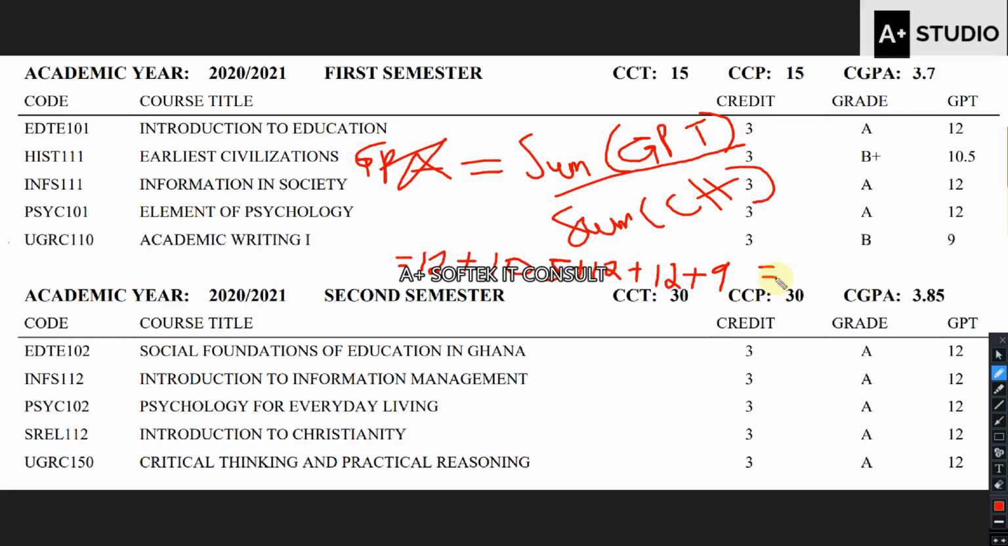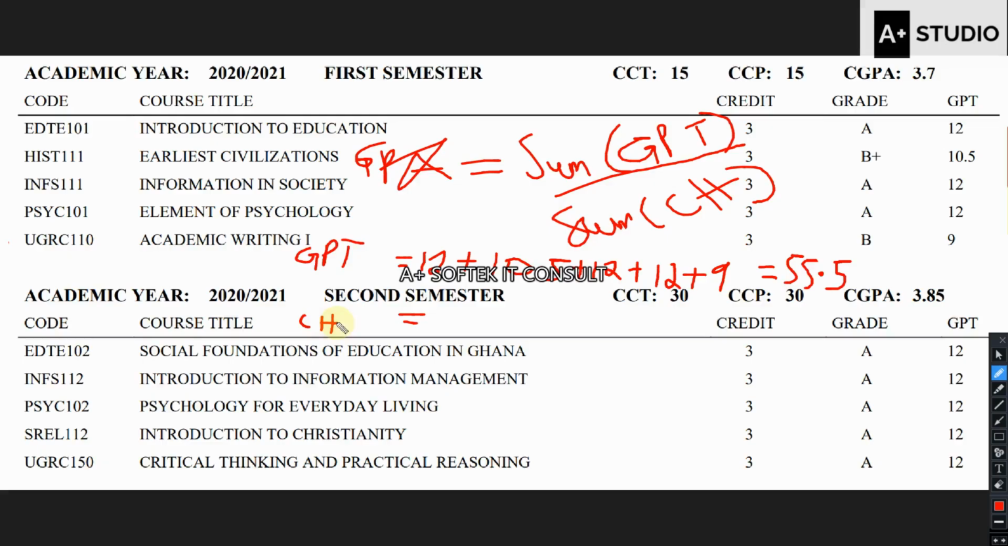I think we'll be getting 55.5 if I'm right. 55.5. Yes. And what about the credit hours? So this is the grade point, so GPT, grade point. It's about the credit hours.